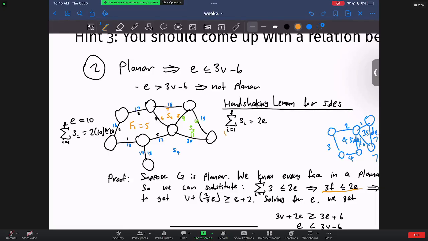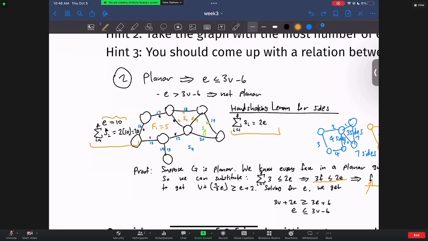And we know that this equality is going to hold because the number of edges in this graph is 10. You can check that by yourself. And then the total number of sides is 2 times 10. And this makes sense because whenever we have an edge, that edge contributes 2 sides. For example, this edge contributes one of the sides on the outermost face and one of the sides on face 1. So now we've established the handshaking lemma for sides. And this is useful because we want to somehow relate the number of edges and do some substitution.